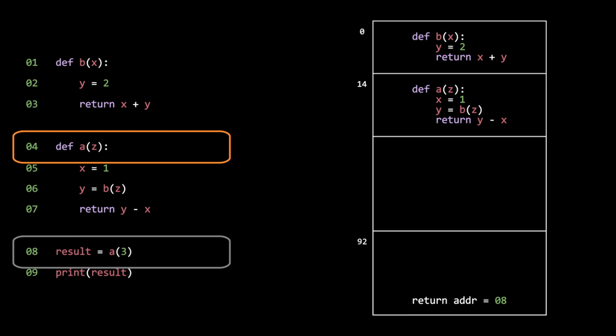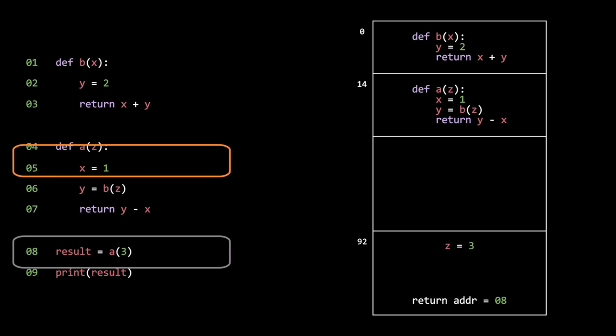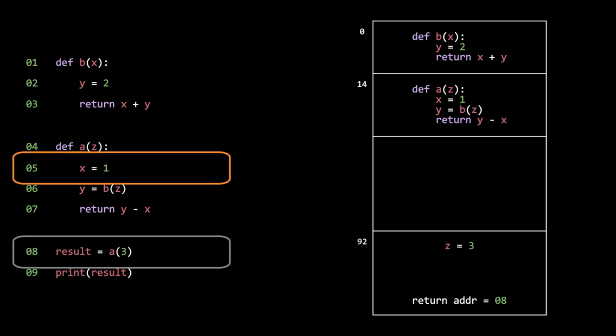Okay, and then we're going to go to the top where we're going to see the argument z is being declared. That's going to have the value 3, which we just passed in. Then on the next line, we declare a local variable called x, which is equal to 1. So we're going to also store that in our stack frame. Again, it's a local variable.